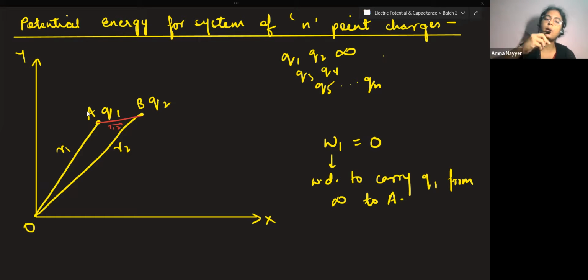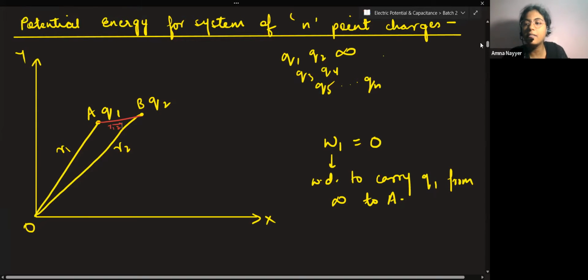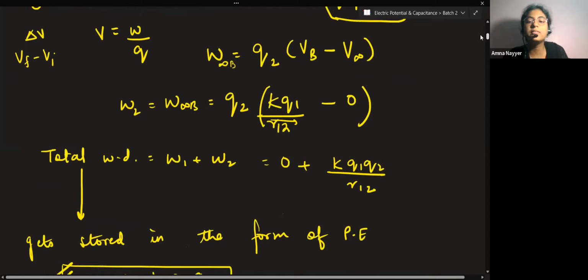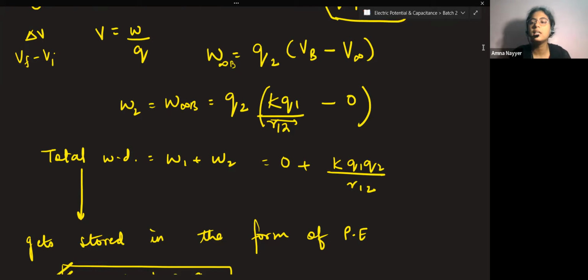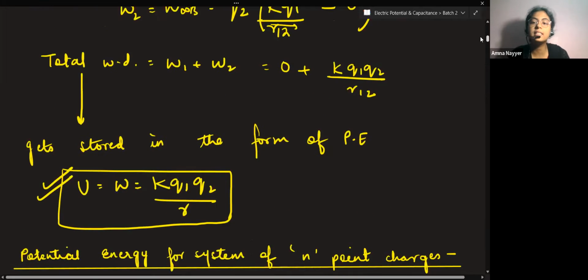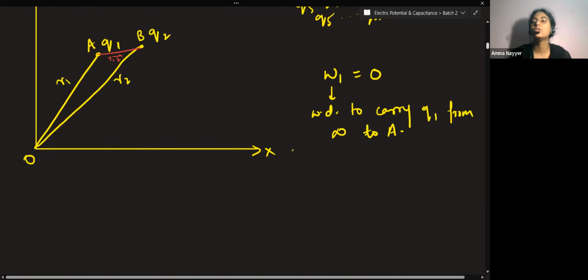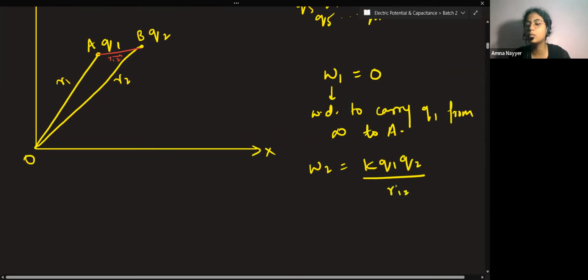So Q2 now has been brought up. Now see, all of you understand this. Now there are two charges in your system. It means both the charges can exert force on each other. This means now there will be work done. And this is the work done that we have calculated over here: charge multiplied by the potential. So what did we get? W2 will be K Q1 Q2 divided by R12.